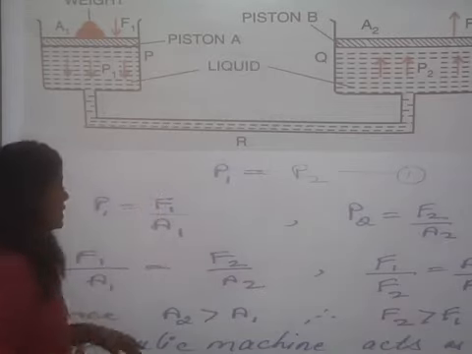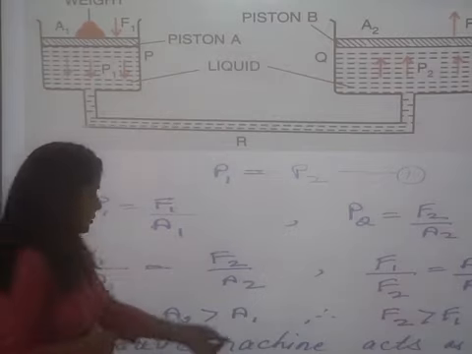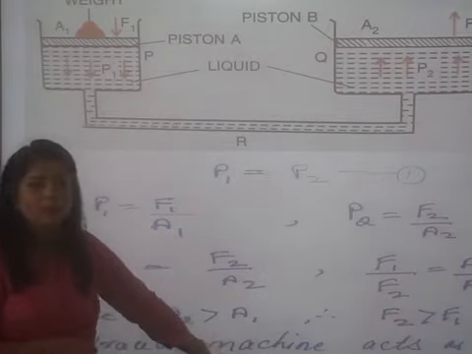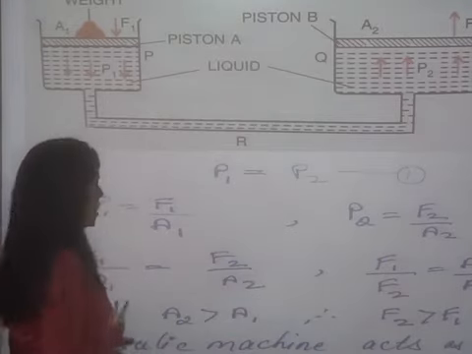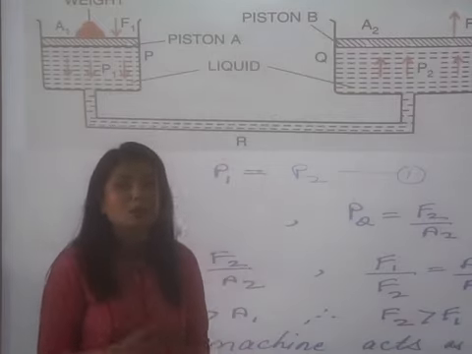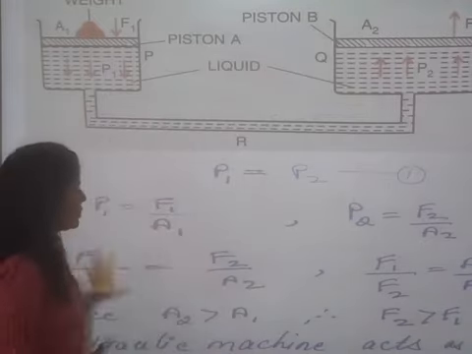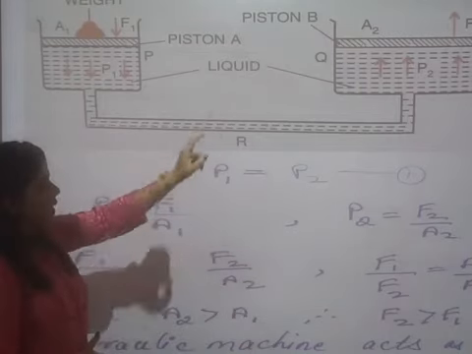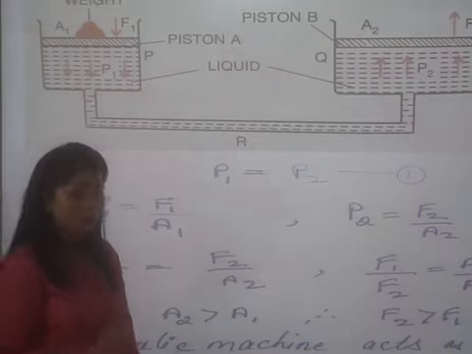Hydraulic machine acts as a force multiplier. This is a very important term, force multiplier. Remember this might be asked in exams again and again. That is, what is hydraulic machine used for? Hydraulic machine is used to multiply force. That will be the answer. So from here, this is a proof of that. If area is larger, force will be multiplied, and that is the principle of hydraulic machine.